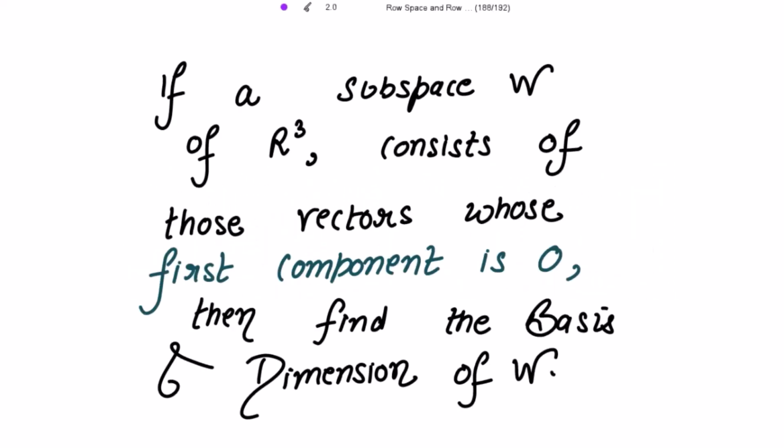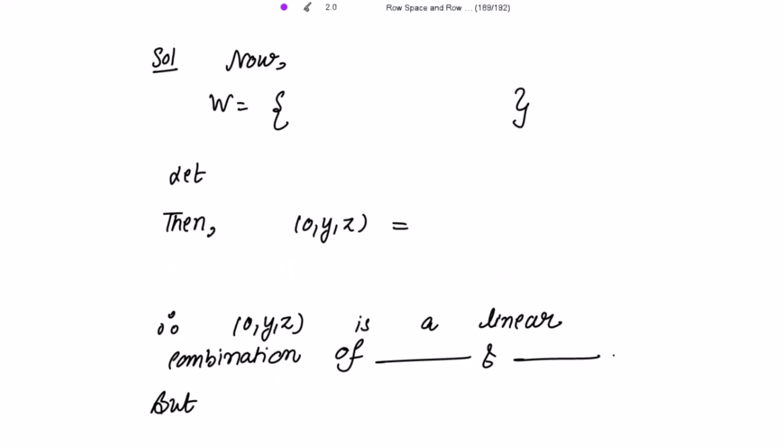This is another very important example of another kind. If a subspace W of three-dimensional vector space R³ consists of those vectors whose first component is 0, then we have to find the basis and dimension for W.